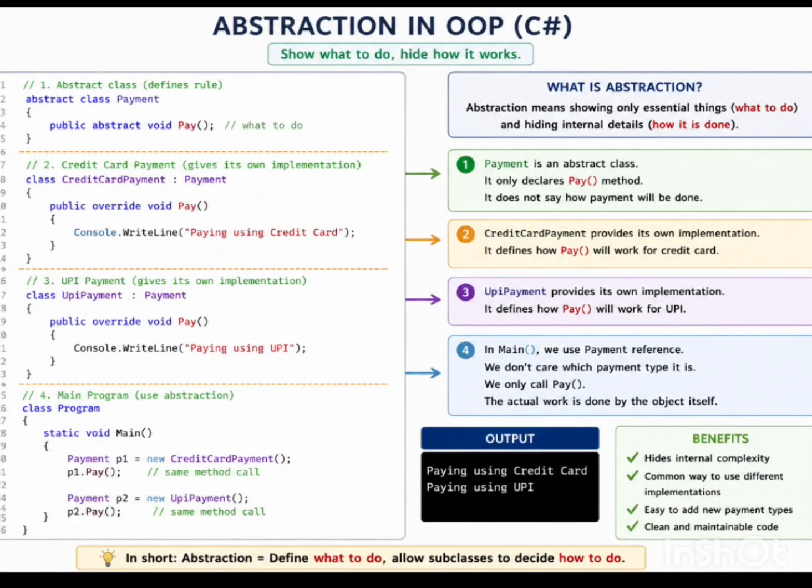This explains the topic of abstraction in OOPS. Abstraction is also one of the pillars in the OOPS concept. There are four pillars, right? Mainly, so this is one of them.